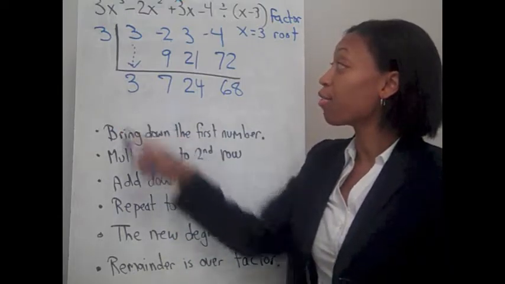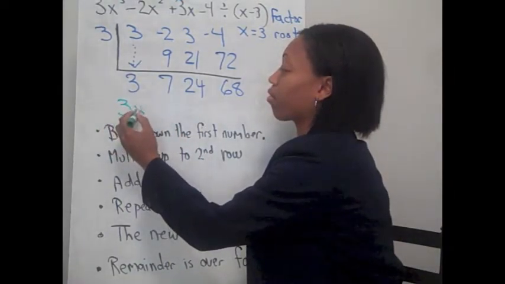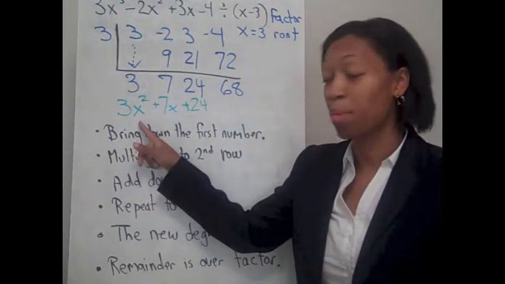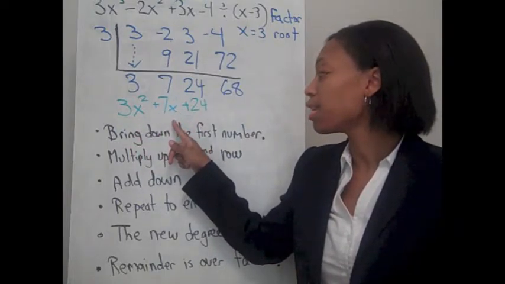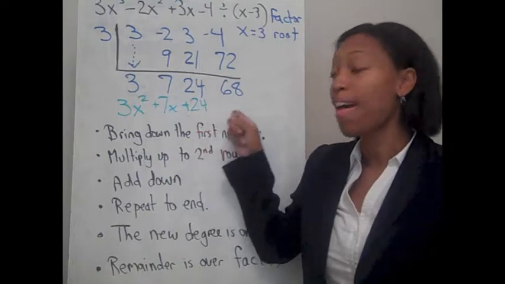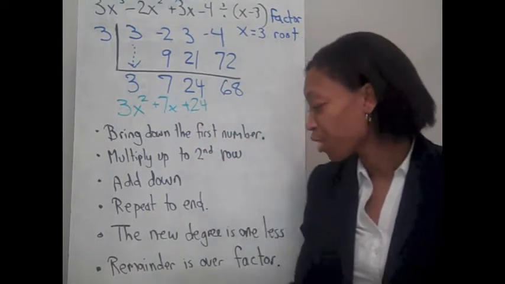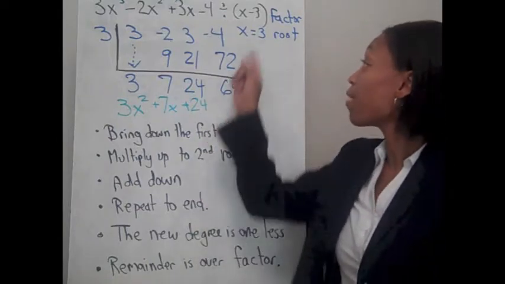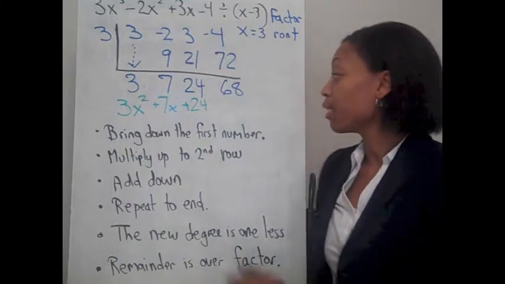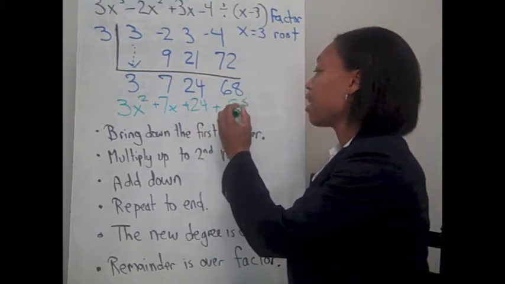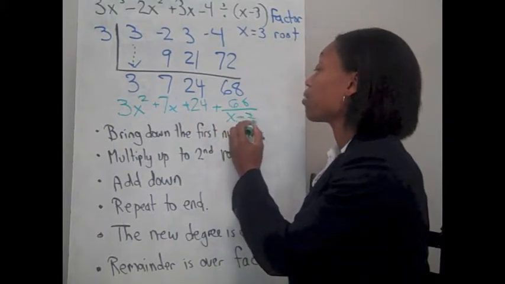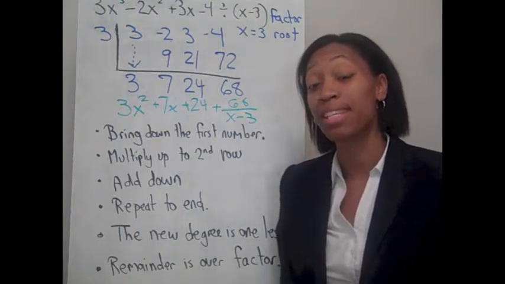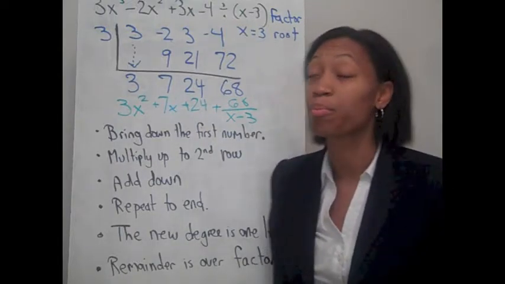So we're going to have 3. Okay, so I write this out with my new degree of 2. I have 3x squared plus 7x plus 24, and the last number is my remainder. The remainder goes over your original factor. So my factor was x minus 3. So now I'm going to say that this is plus 68 over x minus 3. And that's the answer.